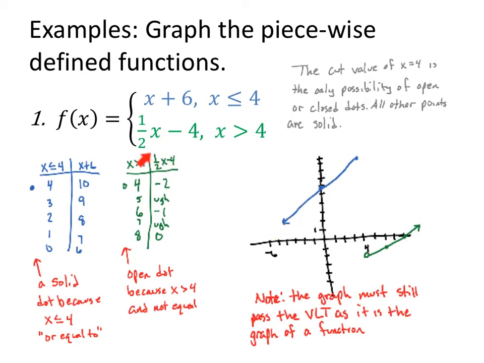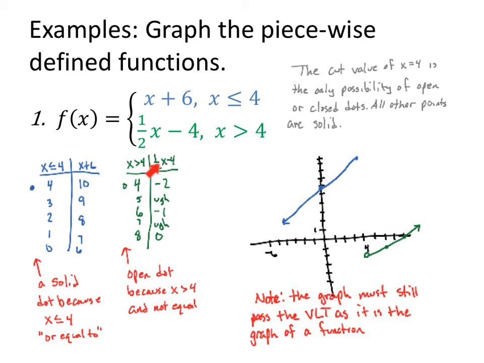Now I take a look at the second piece, 1/2 x minus 4 for x values greater than 4. Since the x values are greater than 4, I'm going to once again start at 4, but I'm going to put an open circle here to remind myself I can't use 4, but I could use something super close to it, like 4.000000001. We don't have any way of writing that. We don't have any desire to write that. So we use an open circle saying everything really close to 4, but not 4 itself.